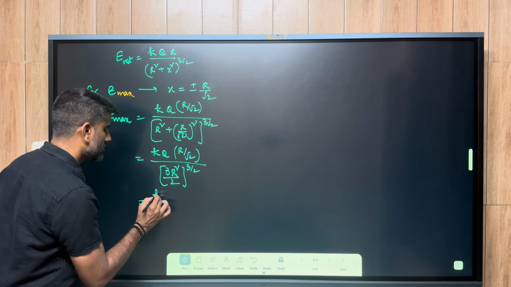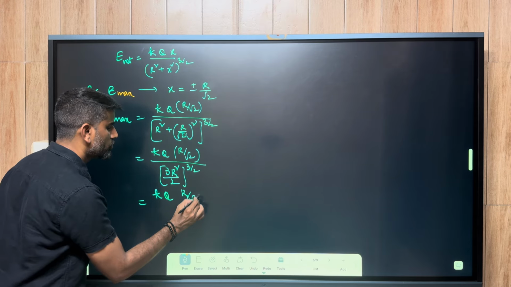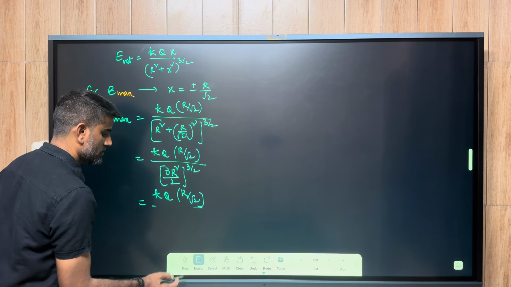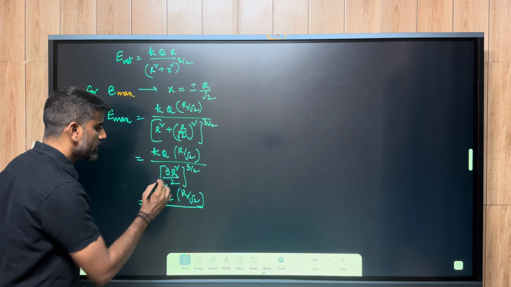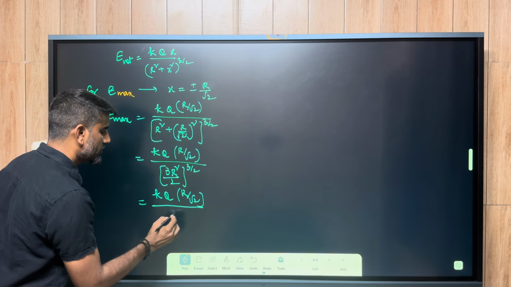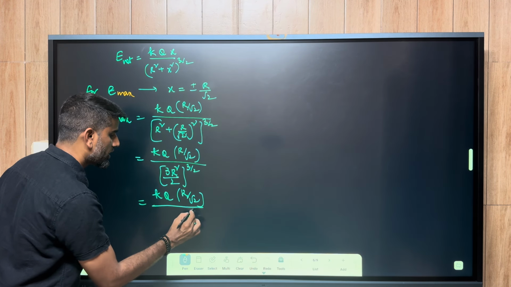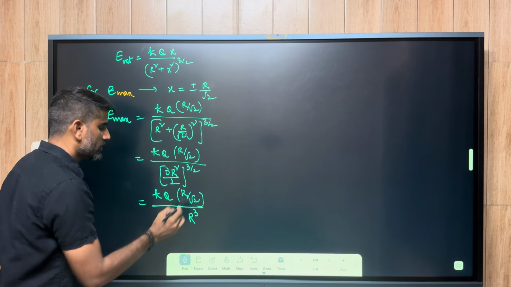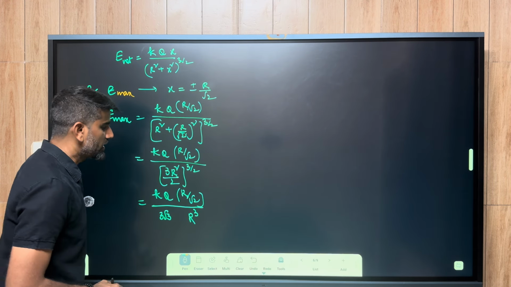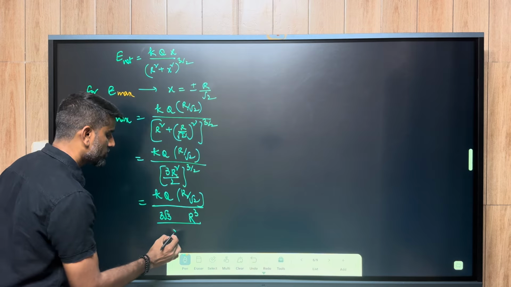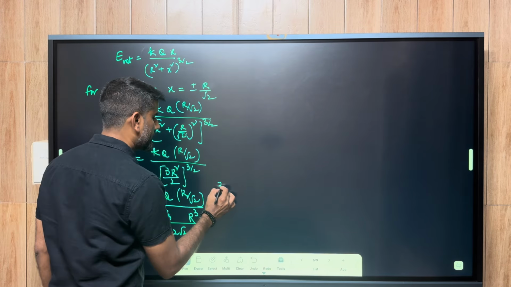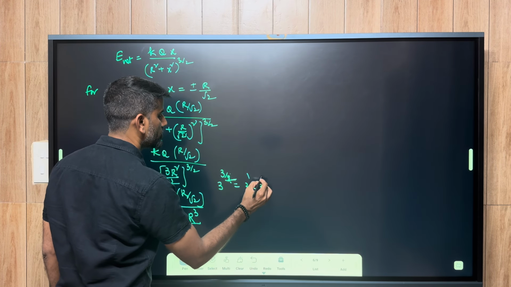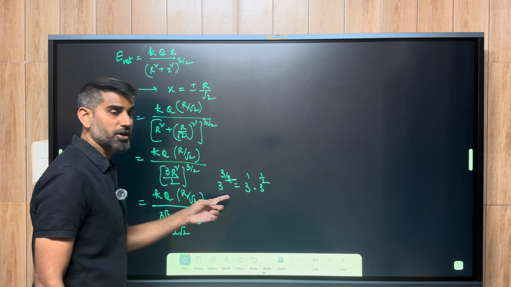Now, if I rewrite this equation, k q r by root 2 by, okay, now r square, 2 will get cancelled, we will get r cube here, and 3 to the power 3 by 2, which is 3 to the power 1 into 3 to the power 1 by 2, that means 3 root 3, and we have 2 to the power 3 by 2, in the sense 2 root 2. 3 to the power 3 by 2 can be written as 3 to the power 1 into 3 to the power 1 by 2, and 3 to the power 1 plus 1 by 2 is 3 by 2, right?